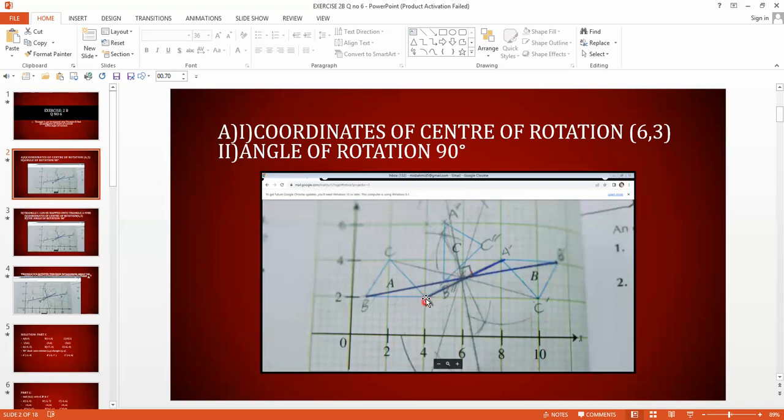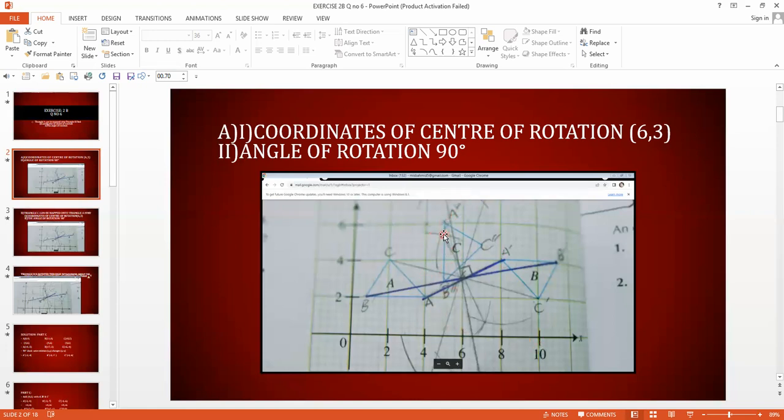Then we have to place one point of the compass on this point A. Draw an arc upward and downward. Okay. Again, using the same radius, put the hand of the compass on this A prime, and then again draw an arc upward and downward.